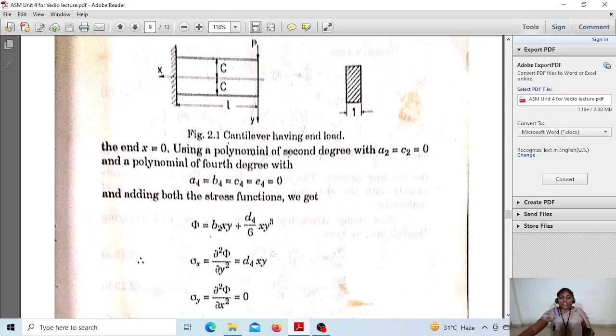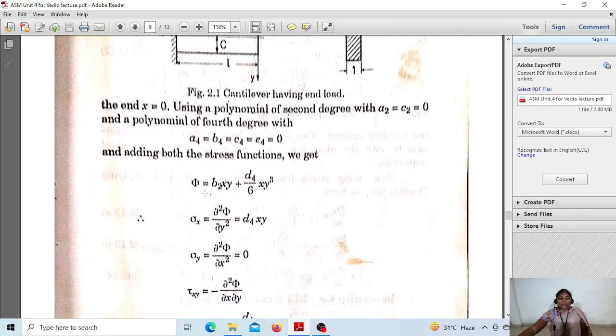Now in the Airy's function, we have understood that sigma x is equal to dou square phi by dou y square. You differentiate this phi with respect to y twice, and you will have dou square phi by dou y square equal to d4 xy. Similarly, you differentiate the phi equation with respect to x twice to get sigma y. If you differentiate the above equation with respect to x twice, you will get 0. Therefore my sigma y here is equal to 0.